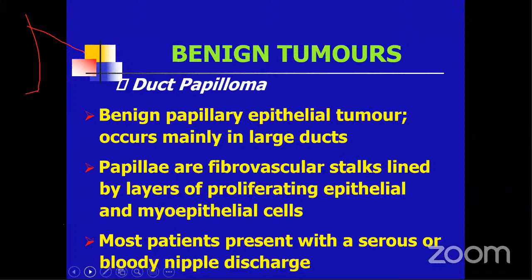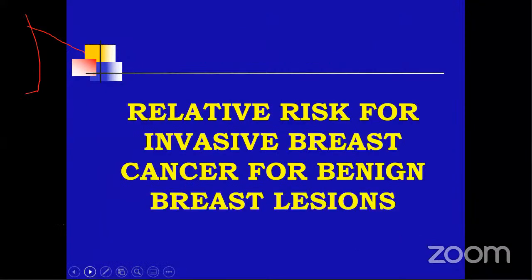Okay, so although the name sounds like it's malignant, duct papilloma is benign. So a benign papillary epithelial tumor that would occur in your large ducts. So papillae are fibrovascular stalks lined by layers of proliferating epithelial and myoepithelial cells. So most patients would present with a serous or bloody nipple discharge, with again a close differential to malignancy.